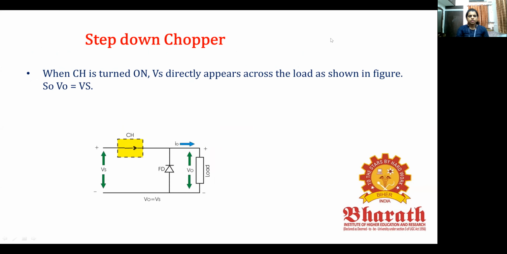Now, the first step is, let us turn on the switch. What happens when the switch is on? The current will directly take the path through this switch and flow through the load. So it is just creating a short circuit path. Whatever voltage I apply at the input side, the same voltage you will get at the output side. So under this condition, Vs is equal to V naught.